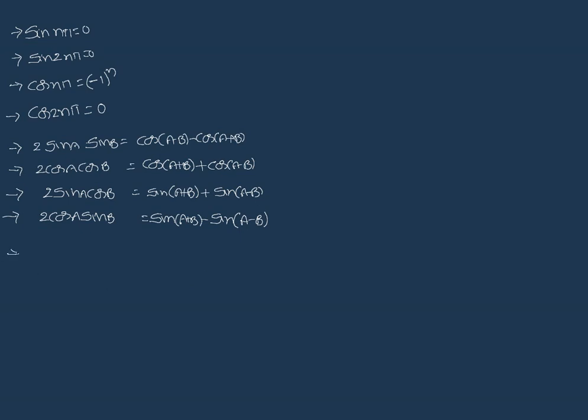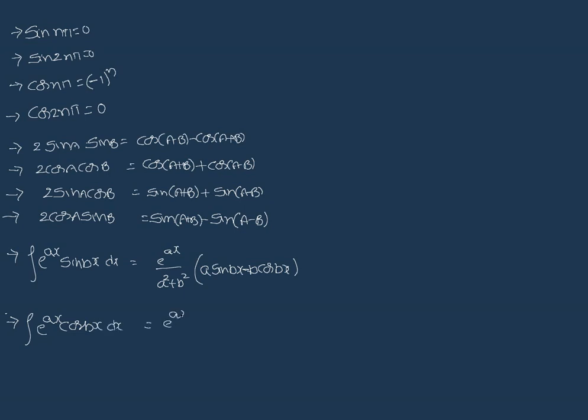Similarly, we require two integration formulas. The integral of e^(ax) sin bx dx is equal to e^(ax)/(a²+b²) times (a sin bx minus b cos bx).